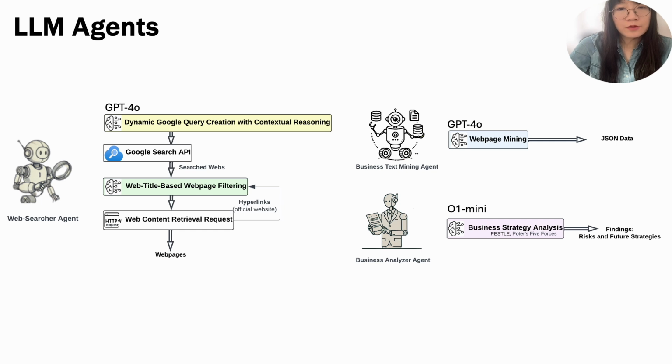Also, the LLM can help choose whether to include web page hyperlinks. Then, the business analysis agent structures this web content into JSON for corresponding analysis tasks.